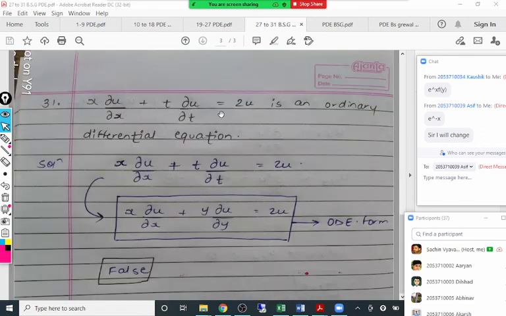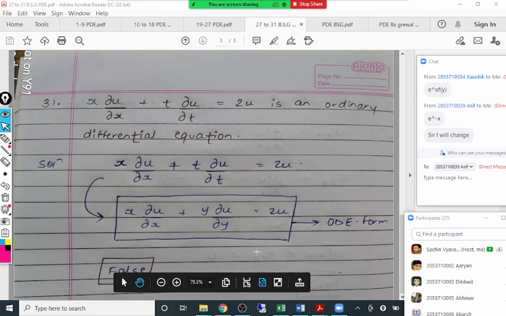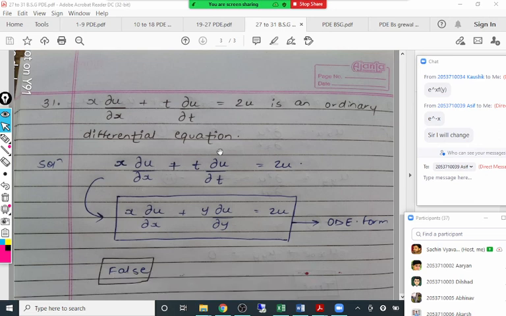x dou u by dou x plus t dou u by dou t is equal to 2u is an ordinary differential equation. Is it ordinary? No, because it's false. This is not ODE form. Remember, ordinary means there should not be partial differential operators. Ordinary differential coefficient means it has only one independent variable, and the equation which is not ordinary is partial. Am I clear? Is it clear?